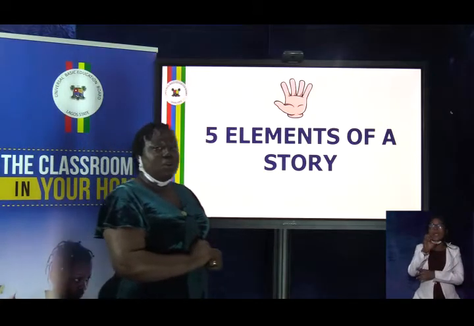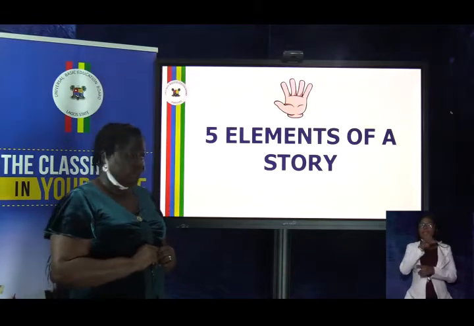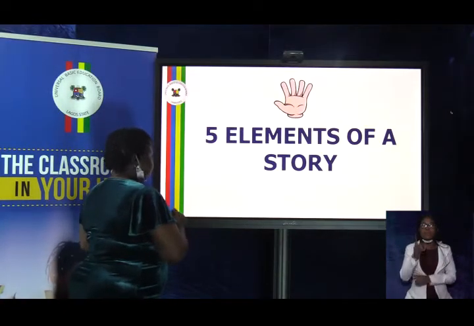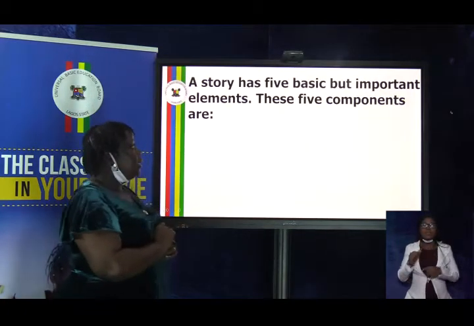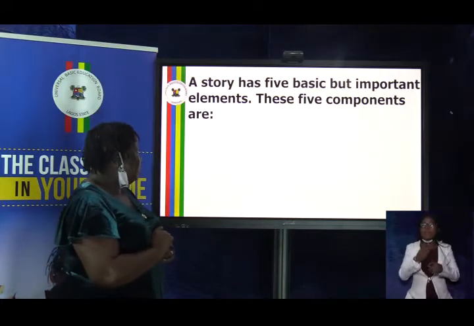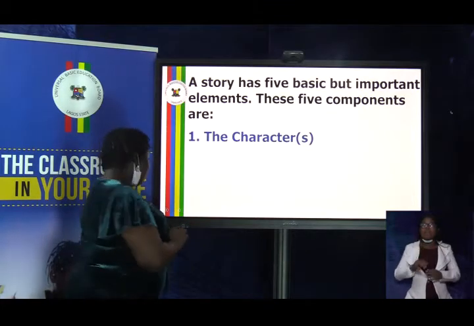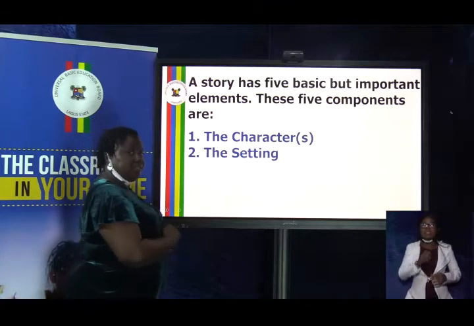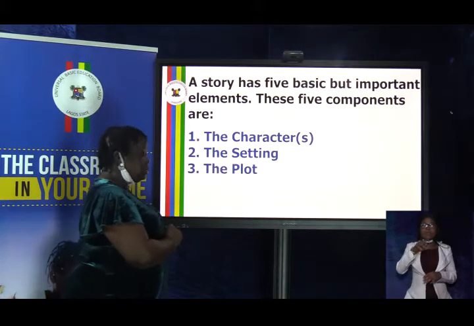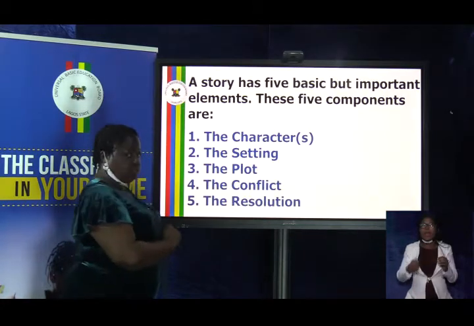What are the elements of a story? We have 5 elements of a story. What are they? Let's listen to them. Let's take them one by one. A story has 5 basic but important elements. These 5 components are the characters, the setting, the plot, the conflict, and the resolution.